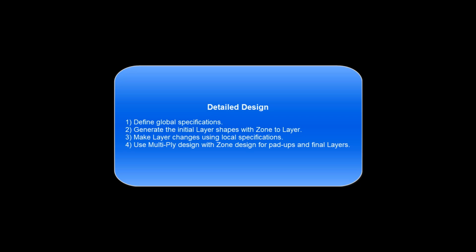In this demonstration of detailed design, we'll define some global specifications, we'll generate initial layer shapes with zone-to-layer analysis, we'll make layer changes using local specifications, and we'll use multiply design in combination with zone-based design for pad-ups and final layer shapes.